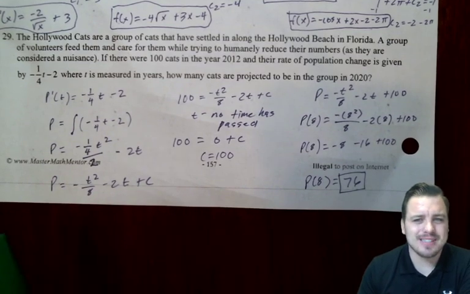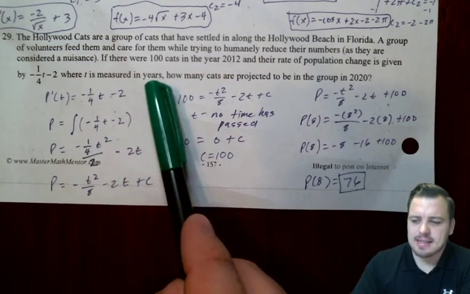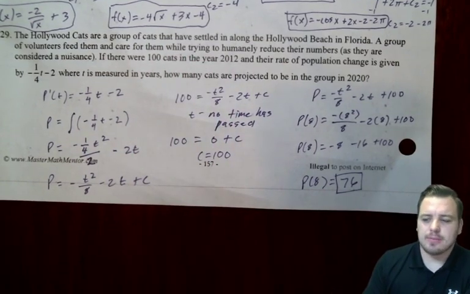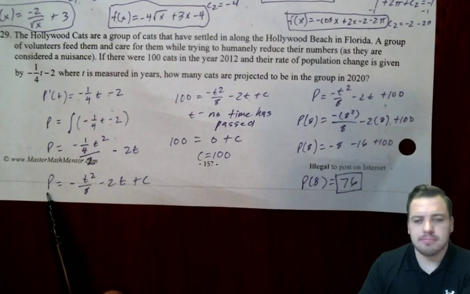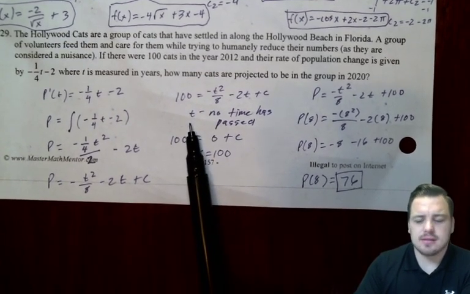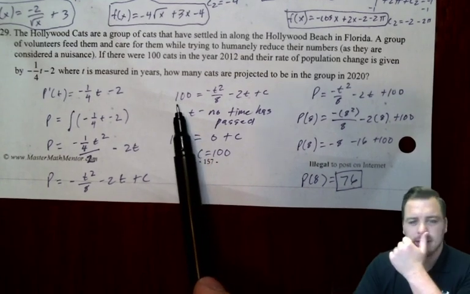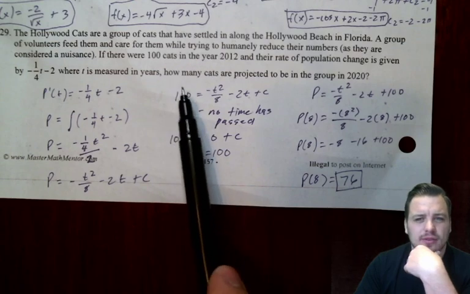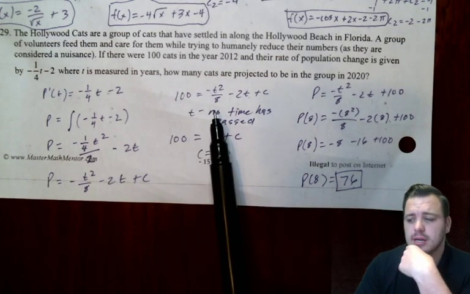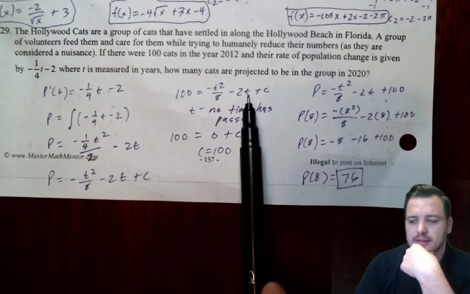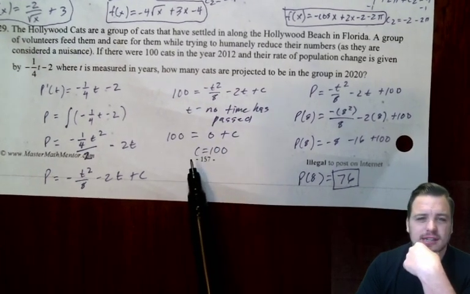Then we have to find what c is. It says there were 100 cats in the year 2012. So if we put the population P as 100 here, and t represents time, when it was 100 cats, no time had passed. So this is like the initial value, (0, 100). When y is 100, x would be 0. So plug a 0 in and you find c to be 100.